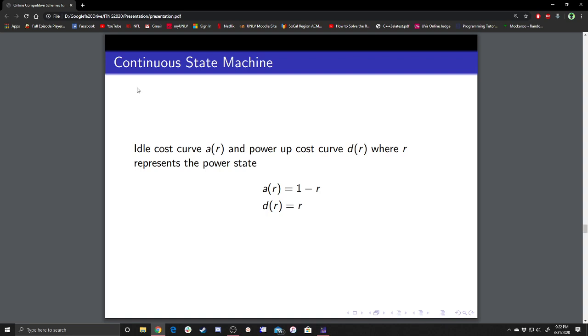We pick a state R, whatever R is, and we can compute its idle cost and its power up cost based on these curves over here. So it's a linear system. As R transitions towards 1, the idle cost decreases at this linear rate. And as we go to lower power states, we increase our power up cost by this linear curve in R essentially.